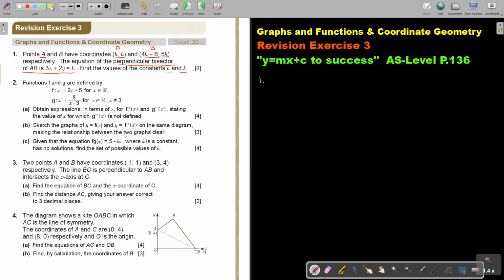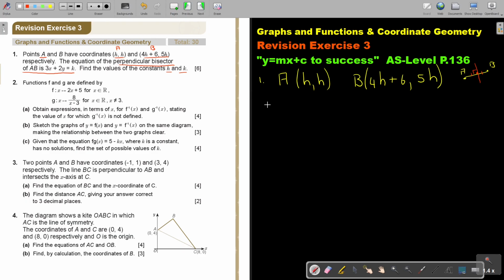Let's first write down the coordinate points. A is (h, h). B is (4h plus 6, 5h). Now, I'm first going to find the gradient of AB. They talk about the perpendicular bisector, which means it's in the middle and making an angle of 90 degrees. But let's first find just the gradient of AB.